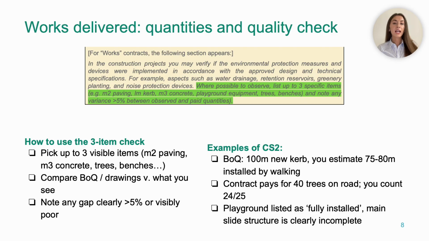So each of these is a textbook case of corruption scheme 2. Public money's going out as if the agreed works were there, but the site tells another story. So in your description, make sure to stay neutral and concrete. That's why this simple 3-item 5% variance check is so powerful. It anchors your analysis in visible facts on the ground.